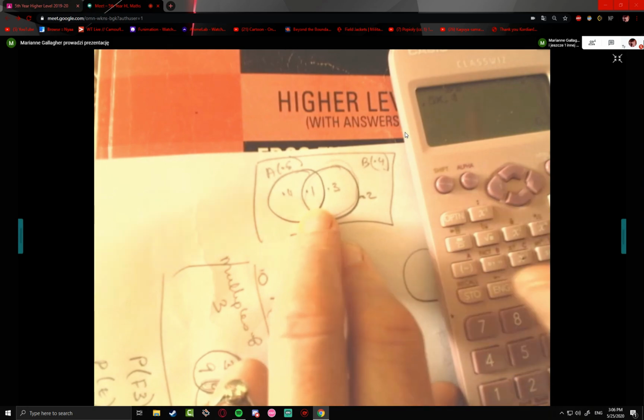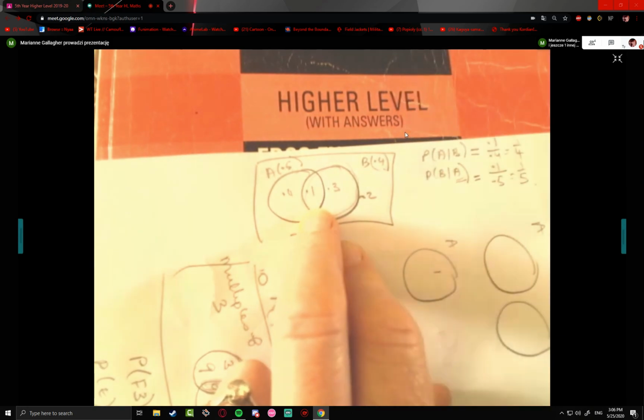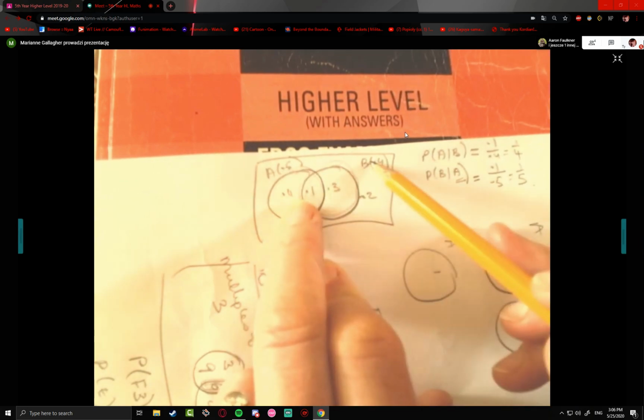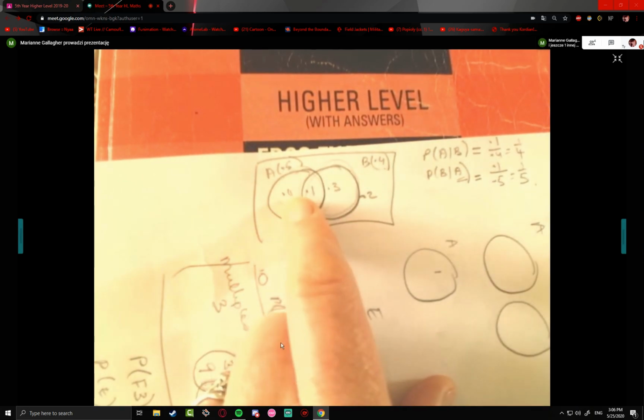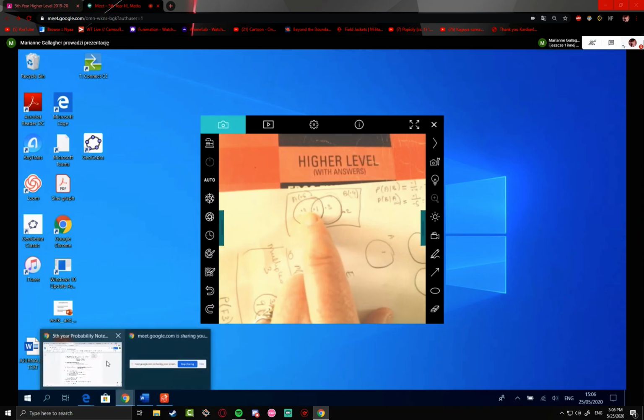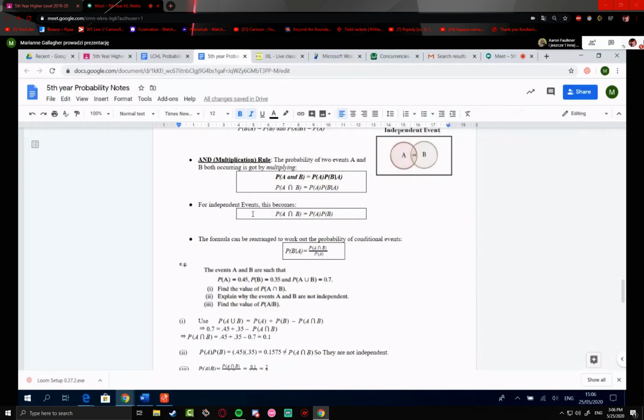So if you're asked to show if they're independent, you multiply the full probability of A by B, and it should equal the intersection. If it doesn't equal the intersection, then they're not independent. Okay, so that's what that means there. That's a key thing there. If you're asked to show if two things are independent, you multiply the two probabilities and show that it equals what's in the intersection.